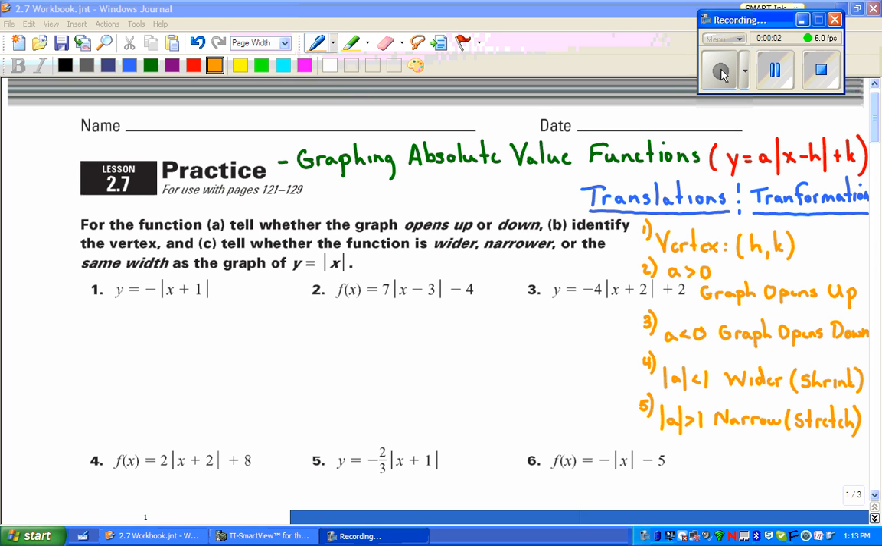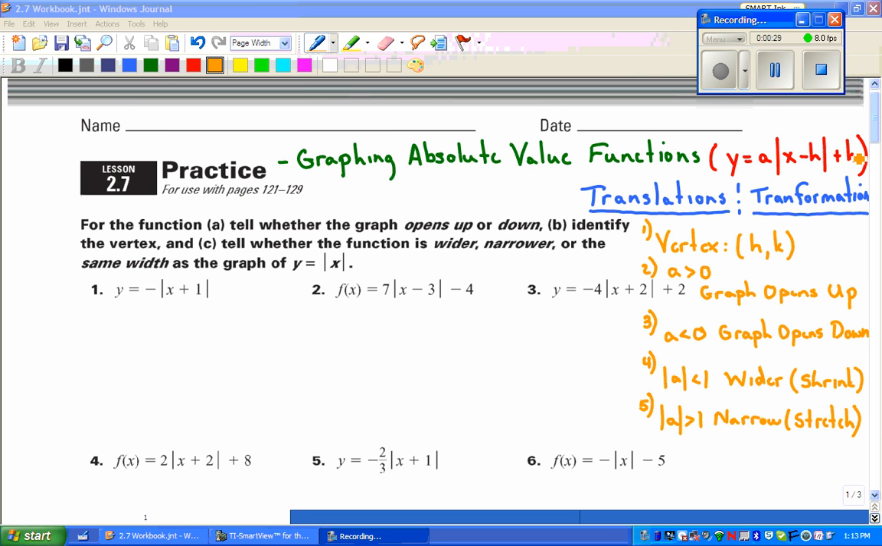All right, welcome to section 2.7, which is all about graphing absolute value functions. And the absolute value function that we want to talk about today is this equation right here. It's y is equal to a, and then you have the absolute value of x minus h, and then you have plus k. So the variables that we're going to worry about here are a, and then we're going to talk about h, and we're going to talk about k.